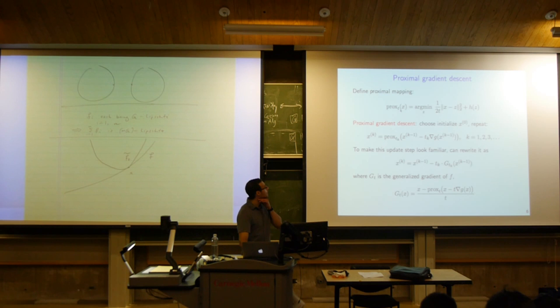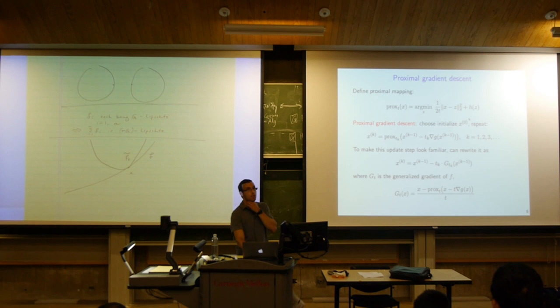And the subscript t is just emphasizing the fact that this depends on a parameter t, which, like we said, weighs the importance of these two terms. It also depends on h. This proximal mapping depends on h. I've hidden that in the notation, but sometimes you'll see me writing prox subscript h comma t to emphasize that it depends on both h and t.